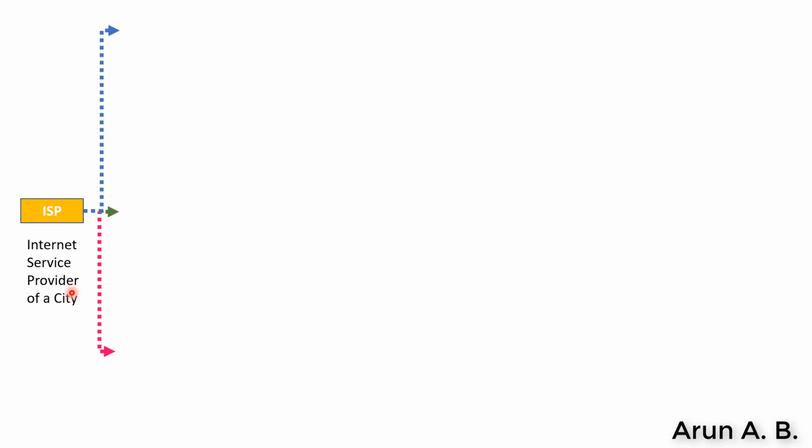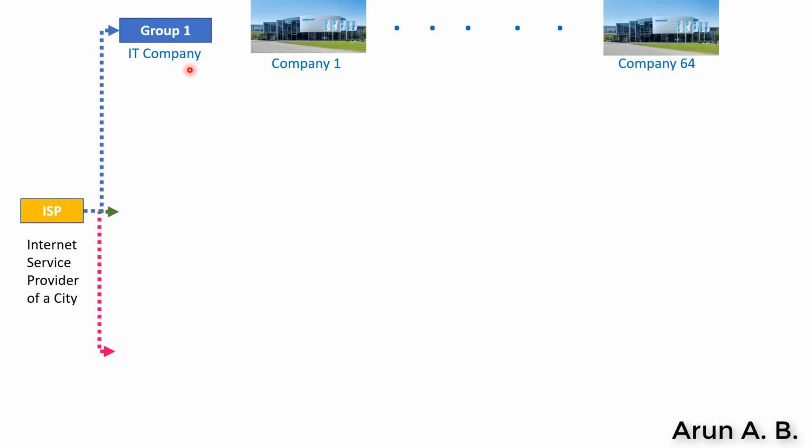So for simplicity, I have taken an ISP, that is an Internet Service Provider, of a city. Here we have three groups, right? The first group, I will assume is an IT company. You can think of any big software company which has many sub branches in a city. As we know, in group 1 we have a total of 64 customers. Like IT company 1 and its 64 sub branches in the same city. So we need to provide IP addresses for all these 64 companies.